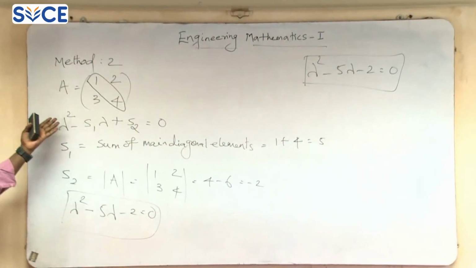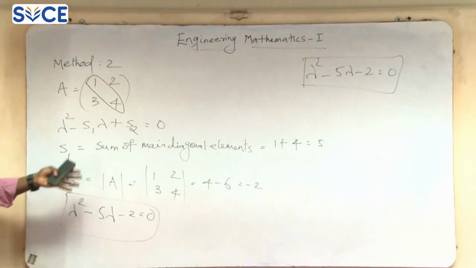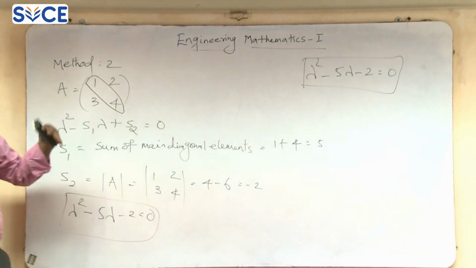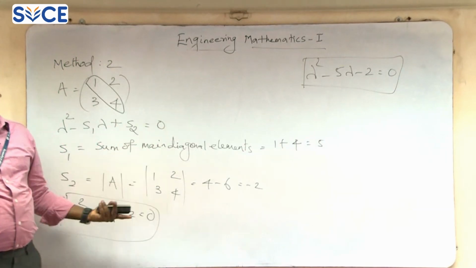So compared to method 1, method 2 is easy because this is a 2 by 2 matrix. When we are going for 3 by 3, compared to method 1, method 2 is easy.